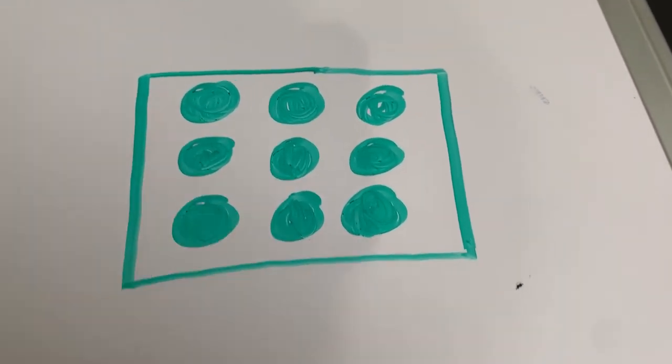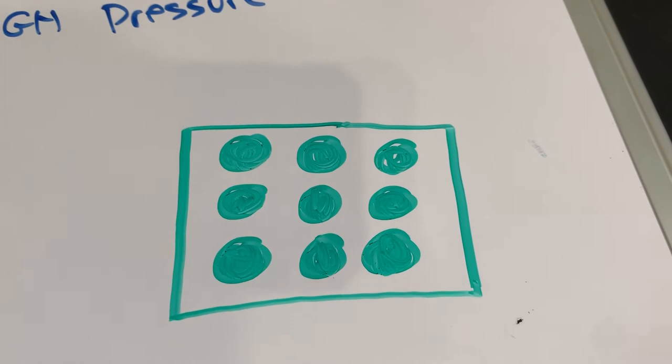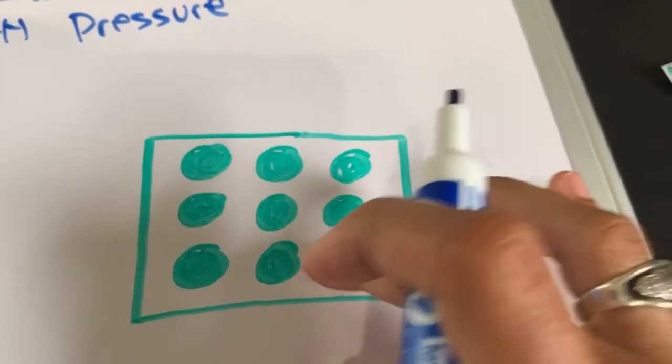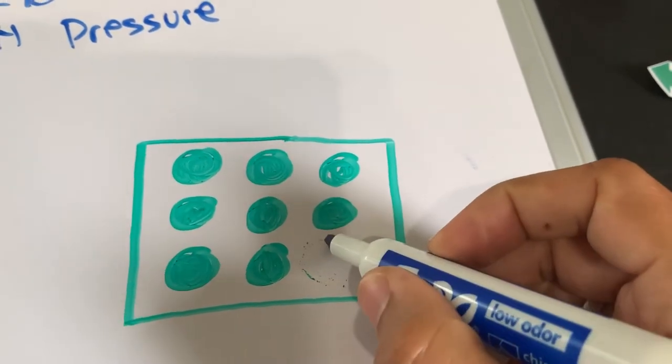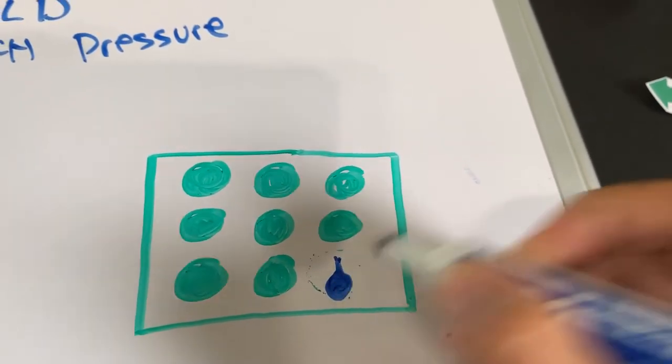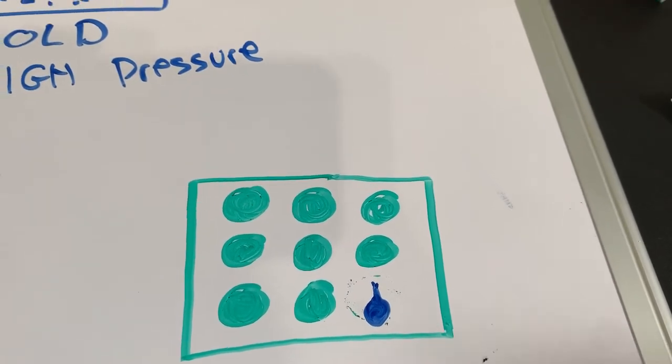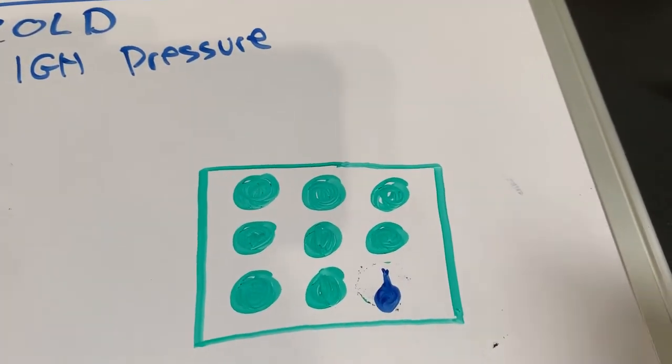The wing needs air molecules. So if it's humid, then I have to get rid of one of these, right? And I have to add the water droplet in here. So there's the water droplet. Now it's actually less dense because there are only 8 air molecules.